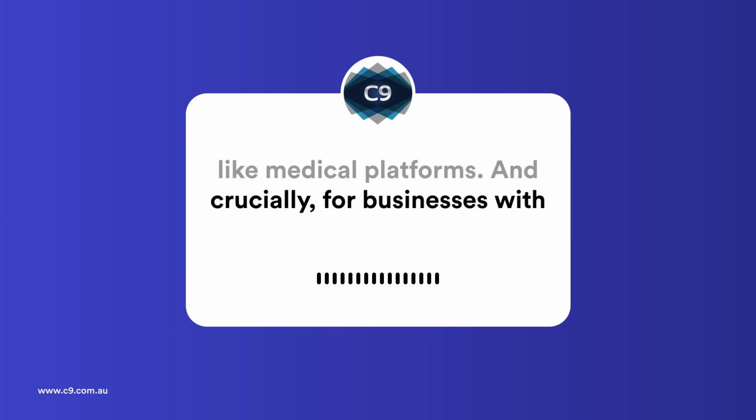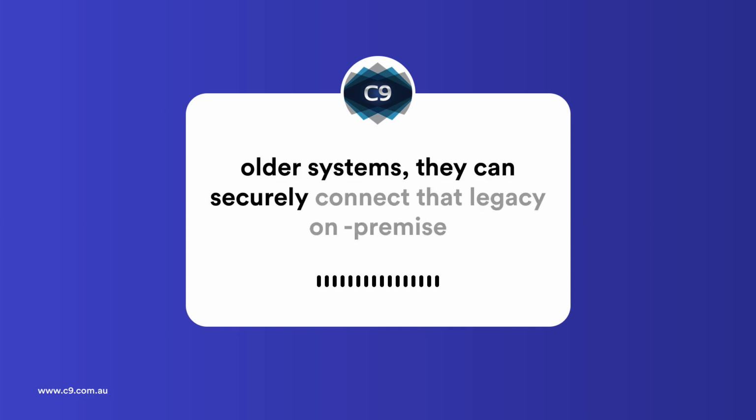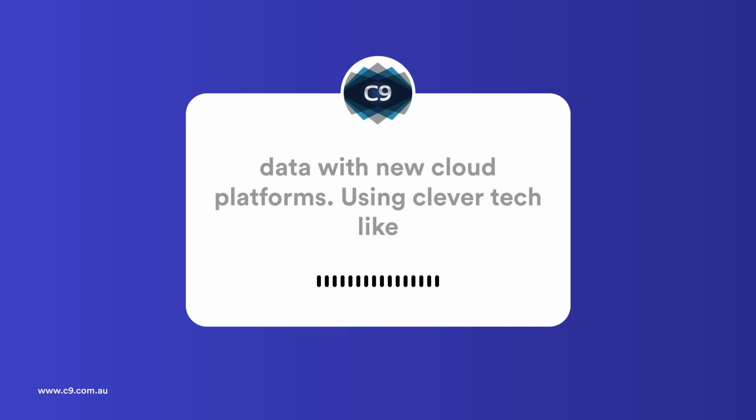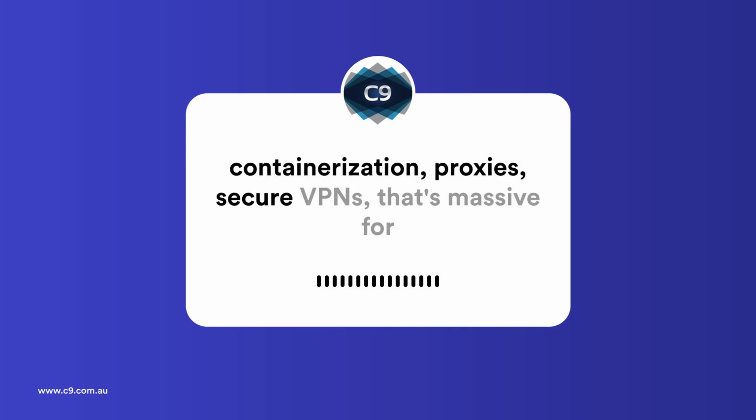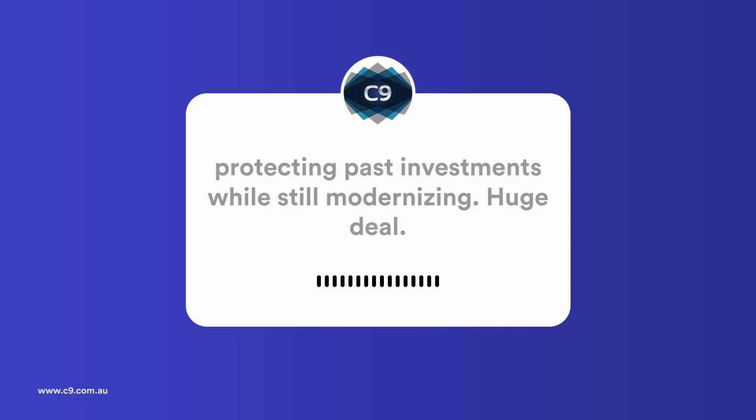And crucially, for businesses with older systems, they can securely connect that legacy on-premise data with new cloud platforms. Using clever tech like containerization, proxies, secure VPNs. That's massive for protecting past investments while still modernizing.